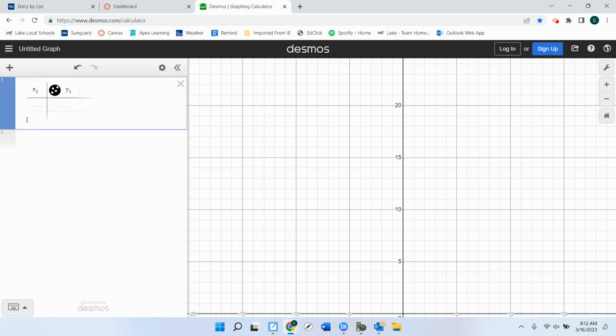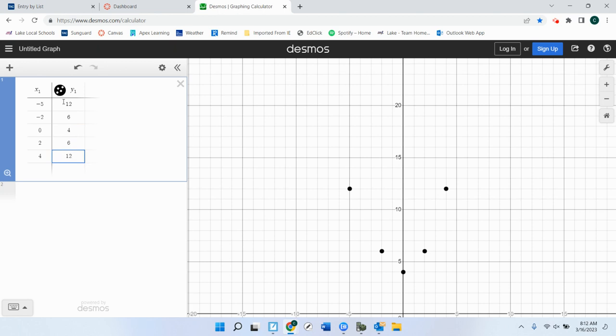Add a table. And when I do, I have -5. Oh, hang on. My number lock wasn't on. Why isn't it entering it? There we go. Okay. -5, -2, 0, 2, and 4. And then over here, I have 12, 6, 4, 6, and 12. And you can see, guys, my dots.